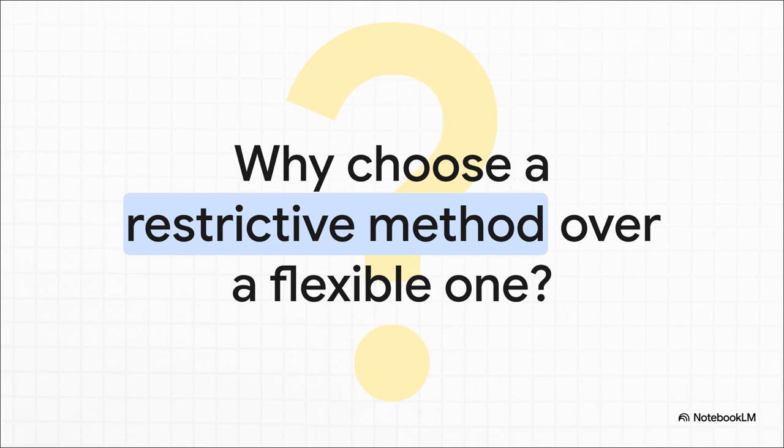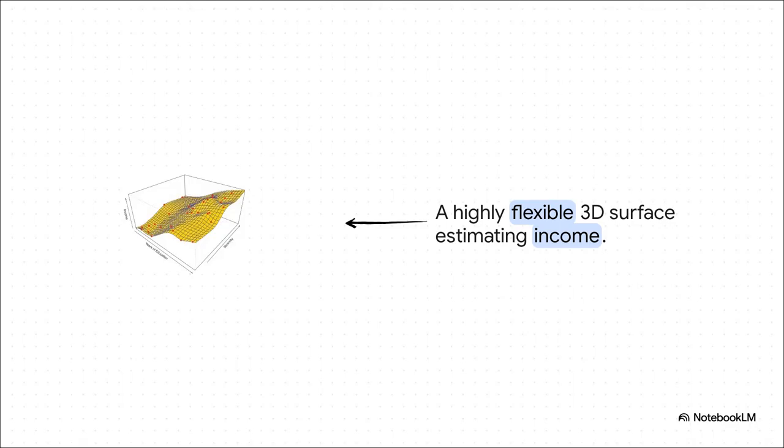Which brings us to Section 3, Flexibility versus Interpretability, the Model Complexity Dilemma. Now, since computers today are incredibly powerful, you might logically be wondering, why don't we just use the most highly flexible, insanely complex model for every single problem? Like, why would we ever intentionally choose to use a restrictive simple model like standard linear regression? Well, when we go all in on flexibility, we get something like this bumpy, highly contoured 3D surface trying to estimate income. It vigorously twists and bends to get as close to the training data points as mathematically possible.